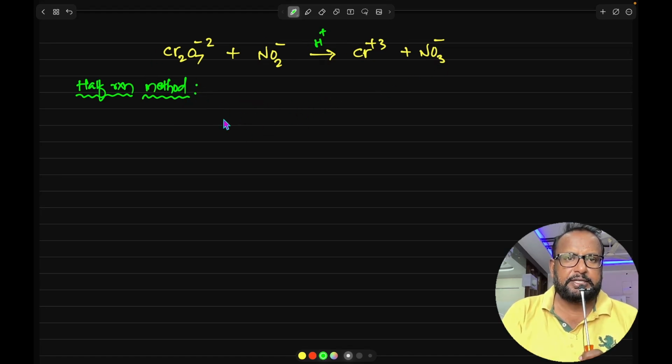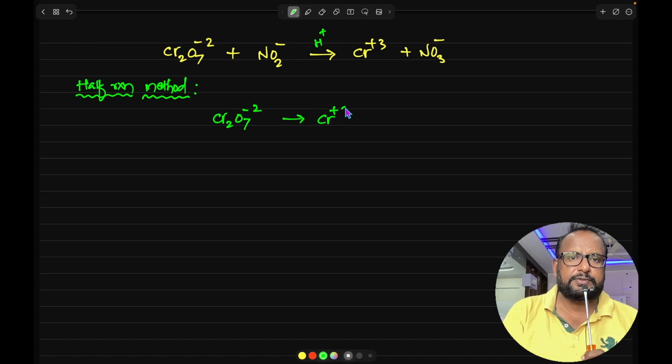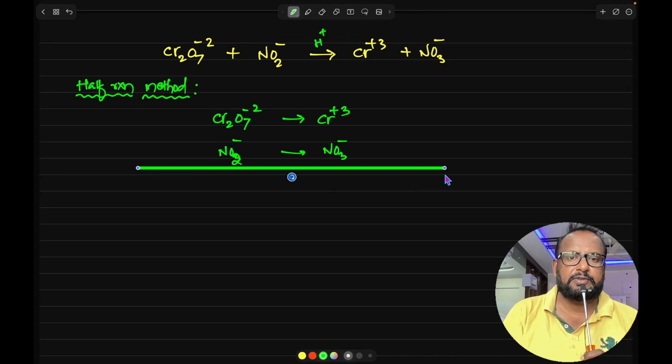So I'll split the reaction. Cr2O7 2- gives us Cr3+. This is the reduction half reaction, and the second one is NO2- gives NO3-. So these are the 2 reactions. We'll balance them and add them together.